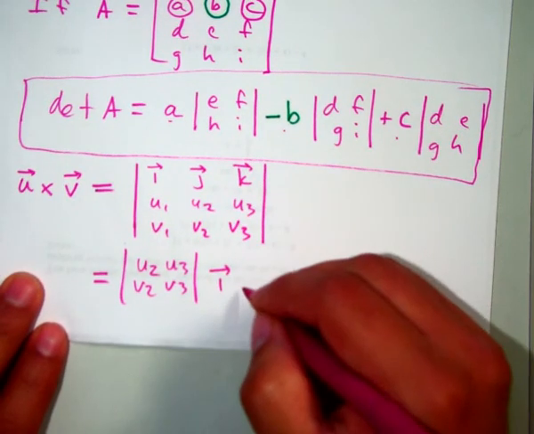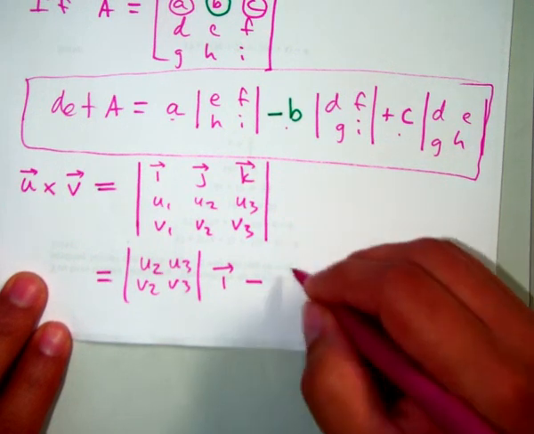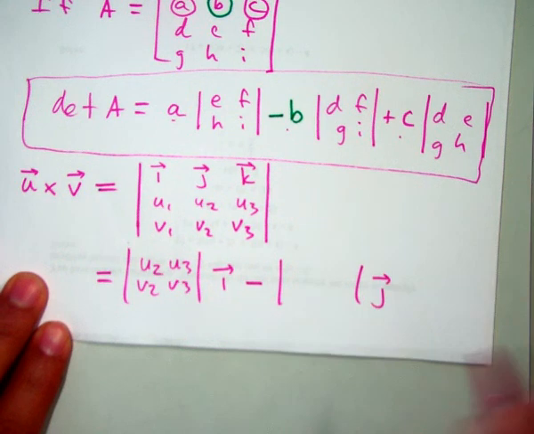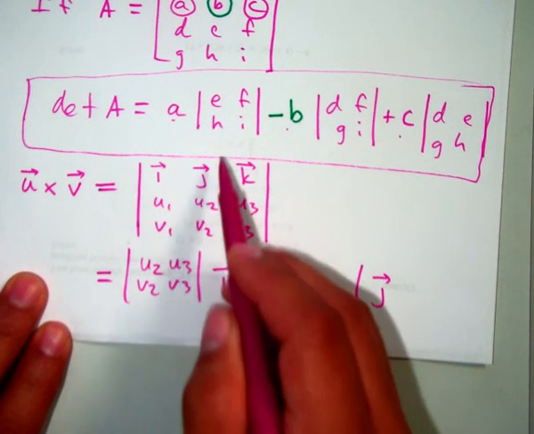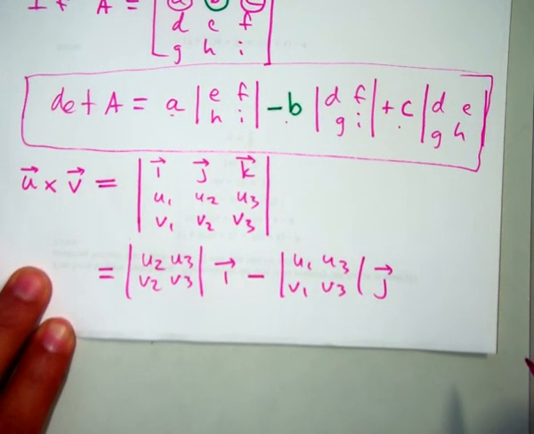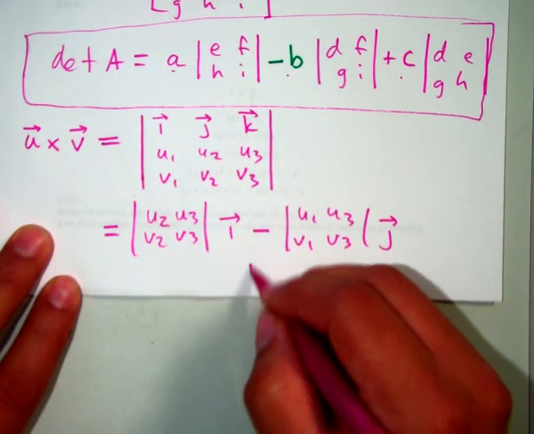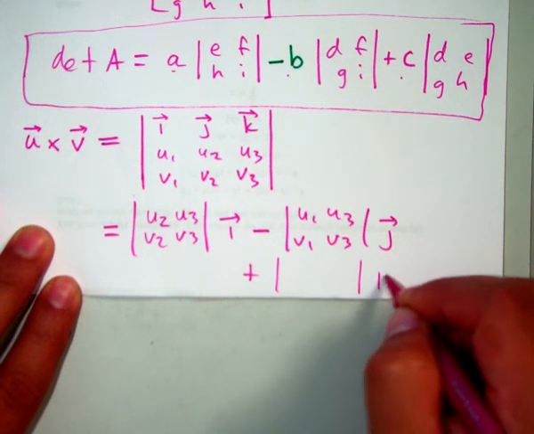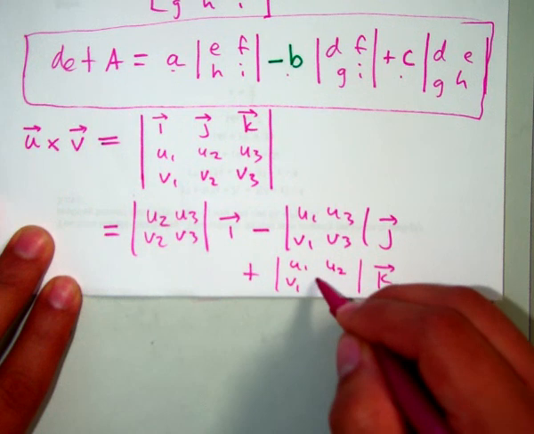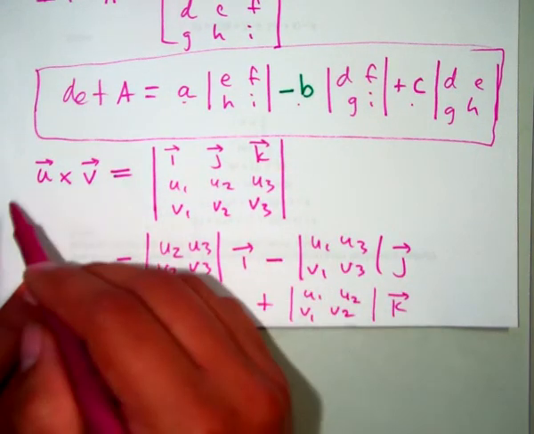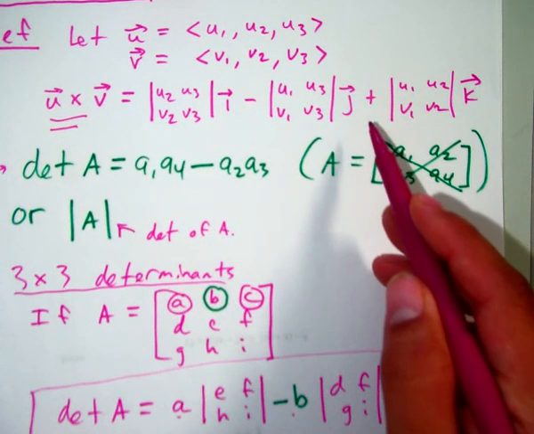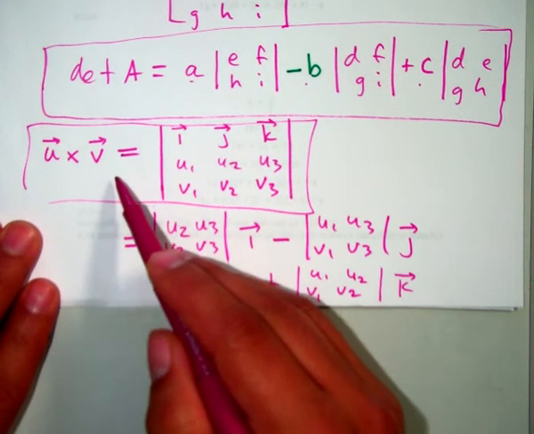If we alternate the next step, now we have a 2 by 2 times what unit vector? J. And now eliminate this row and that column. We get U1, U3, and V1, V3. And I'm out of space, so I'll just go here. Plus, do the same thing with K. And now we have U1, U2, V1, V2. Okay, so ultimately, here's the definition for cross product. But this is a much easier way to remember how to calculate it.